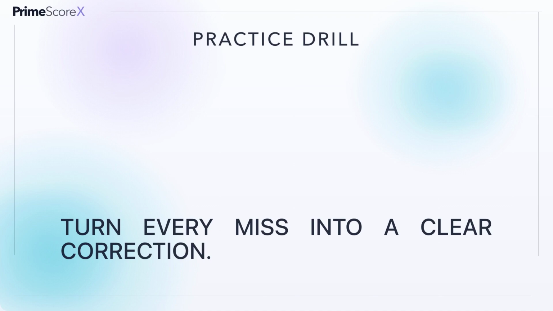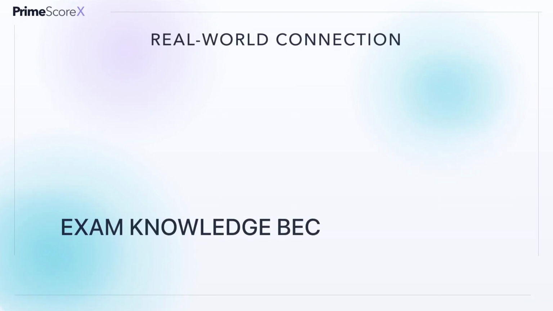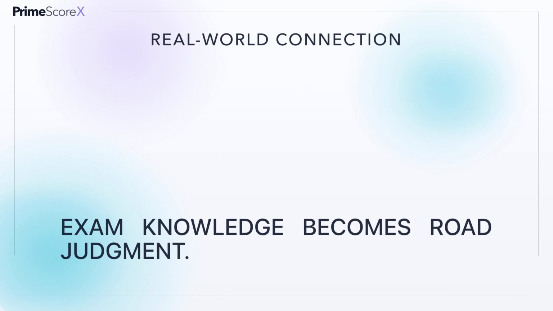Draw the stopping sequence as 4 steps. See the hazard, react, air travels, vehicle slows. This makes the delay easier to remember. Do not only mark the correct answer and move on. Write down why the wrong answer was tempting. Was it a keyword trap, a number trap, a vehicle type trap, or a sequence trap? When you name the mistake, you train your brain not to repeat it on test day.